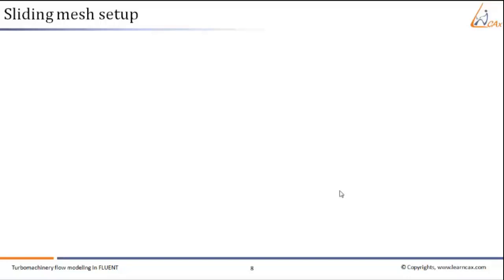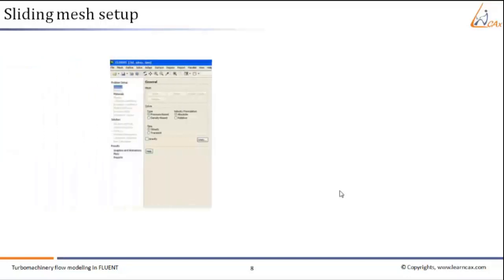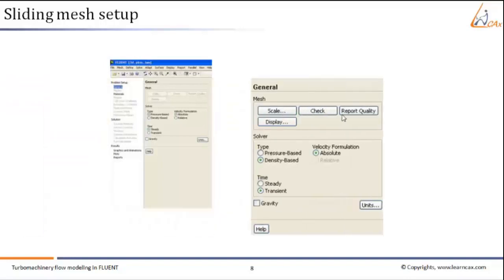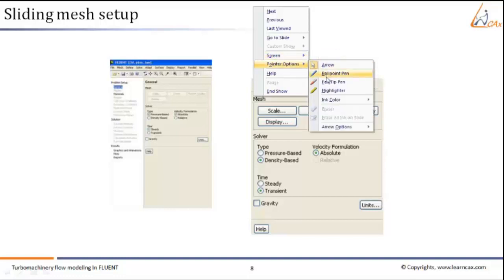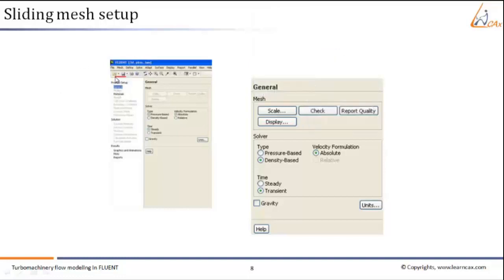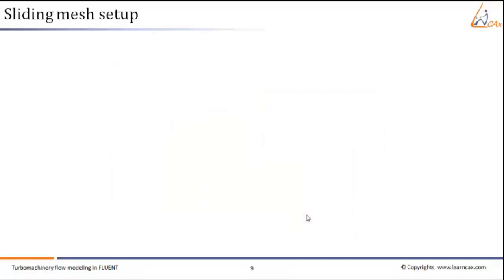Let us now see how to set up the sliding mesh problem. First, we enable the appropriate option for modeling transient flows in the general settings. So we go to general settings, we click on edit, which takes us to the general settings panel. Here we select either the pressure based or density based solver, velocity formulation, and the transient solver, which can be steady or transient. In most of the cases, in case of sliding mesh, it is going to be transient and absolute formulation.